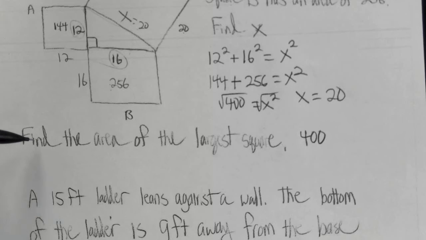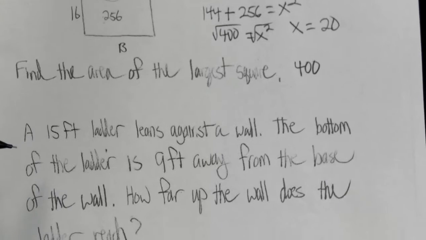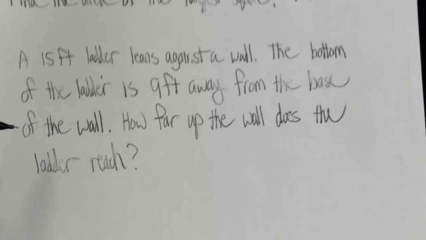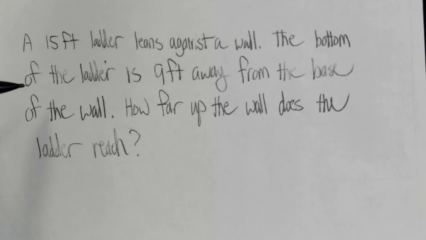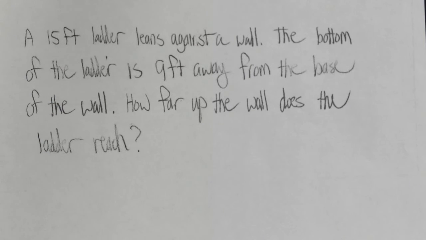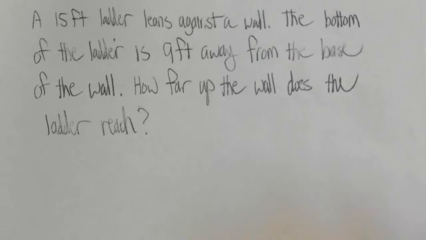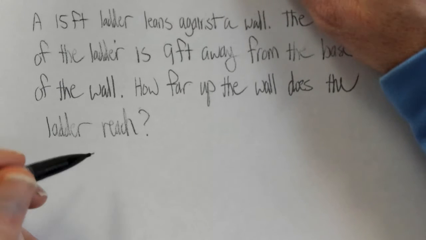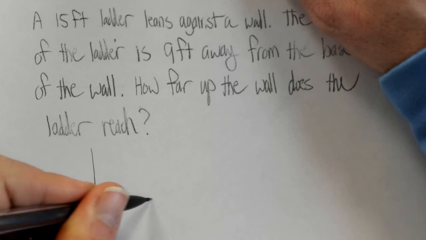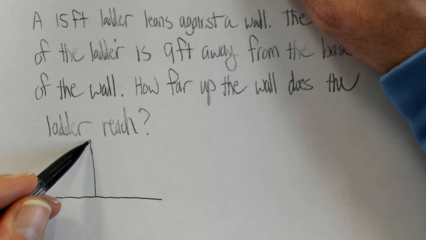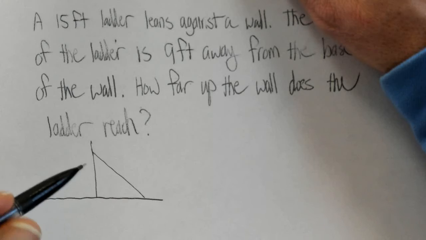What about one like this. Let's say we have a 15-foot ladder leaning against a wall. The bottom of the ladder is 9 feet away from the base of the wall. How far up the wall does the ladder reach? Now, if there's no diagram, it's always helpful to draw one. What do I need to draw here? I need the wall, I need the ground, and I need the ladder leaning up against the wall.